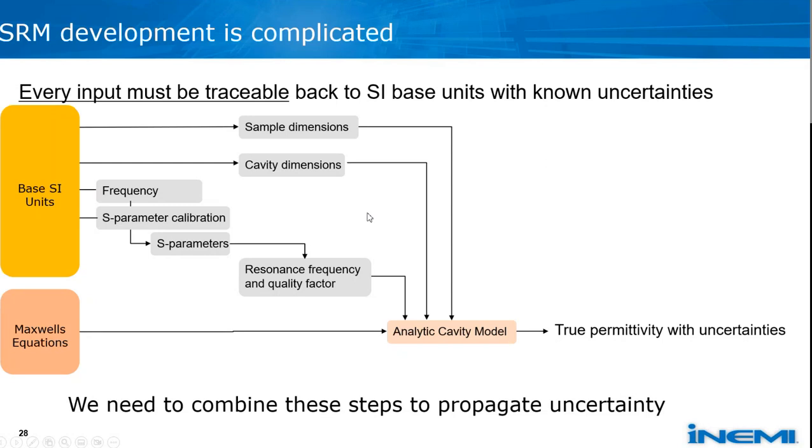Additionally, we need to measure our S parameters and make these actual microwave measurements so that we can extract our resonance frequency and quality factor for these resonators. And we need to have traceable uncertainties on those as well. And thankfully, we really built up existing capabilities in these analytic cavity models so that we can propagate these uncertainties from all of these input measurements. We can have all these traceable measurements and traceable uncertainties propagated through this analytic model so that we can extract material properties with traceable uncertainties, so that our final material properties are traceable back to the SI base units. So we have to combine all these steps through this analytic cavity model. And it's been quite the journey along the way.